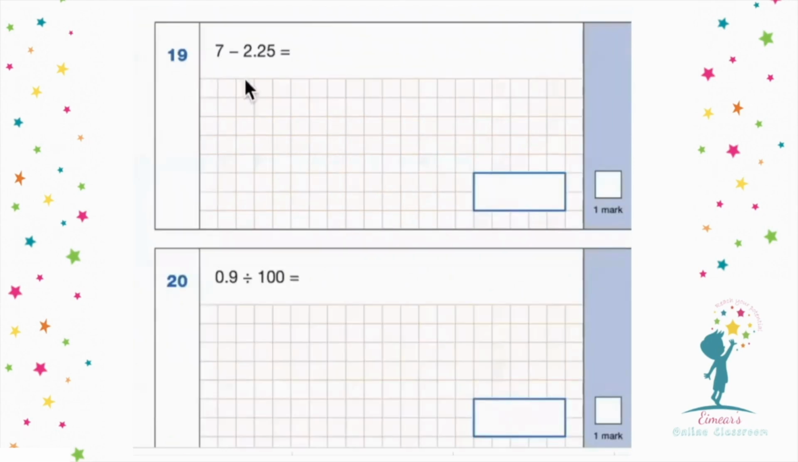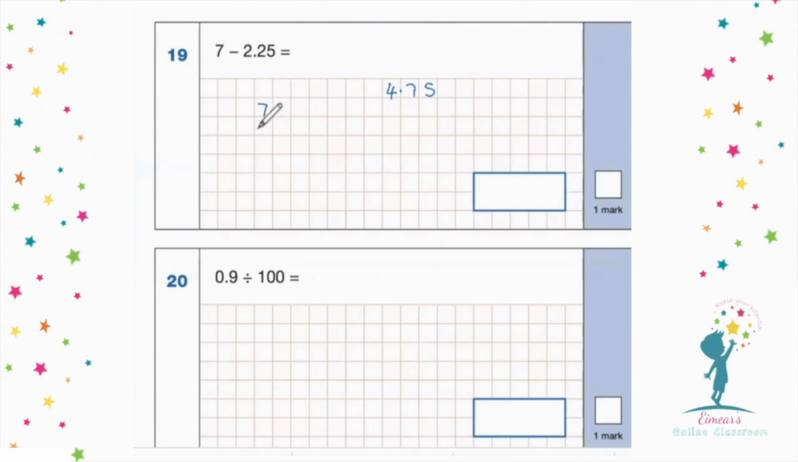Okay, let's look at question 19. We have 7 take away 2.25. So some children will look at the 0.25 and know that 0.75 will bring it up to 3. And they'll go, so that's 0.75 and 3 plus what makes 7? 3, 4, 5, 6, 7. So it's 4.75. Others will probably want to write it out.